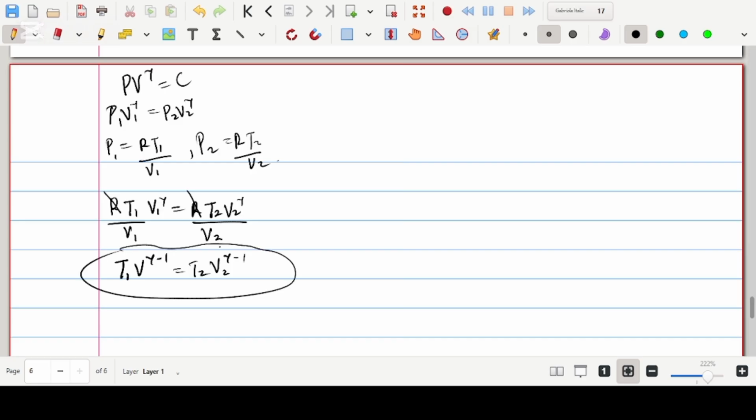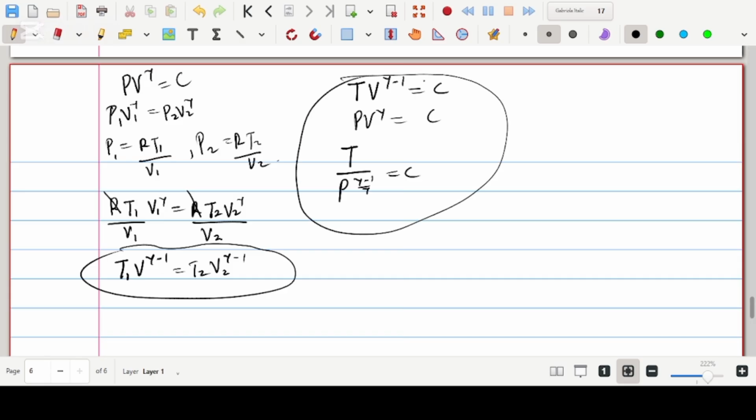We now have three equations for adiabatic process for compression. The first one, don't forget, we have TV gamma. This is an equation for adiabatic. PV gamma is an equation. Then finally we have T over P raised to 1 over gamma. It's also an equation. So don't forget any one of these equations.